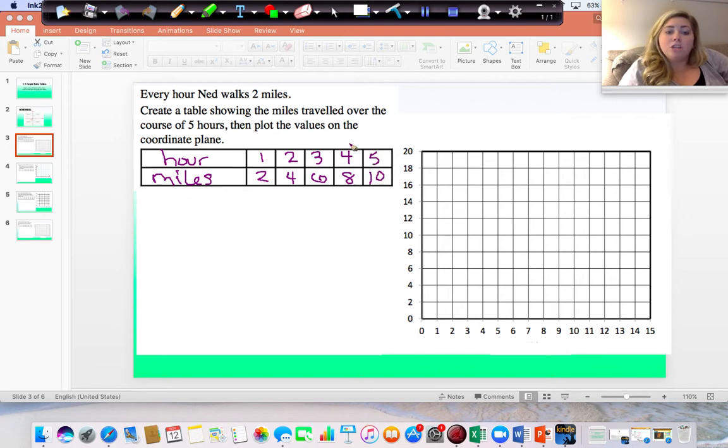Okay, now, to turn this ratio table into a graph, we need to first make our X and our Y axis. Our X and our Y coordinates, our ordered pairs, okay? So for an ordered pair, you've got an X and a Y. Our X tells us where we move.